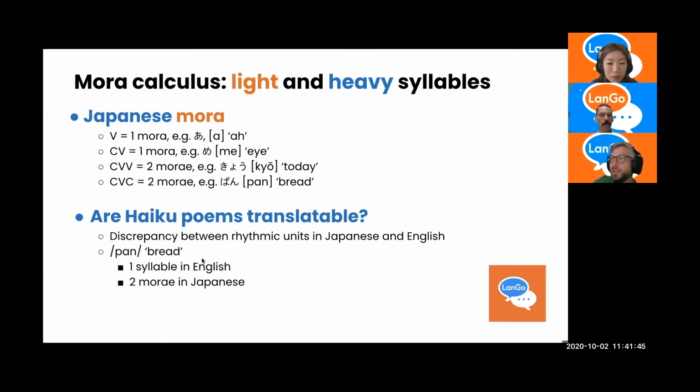So the question is, are haiku poems translatable? I guess you could say I could know the meanings of the words. But some of the beauty of the poem is lost in translation because you can't preserve the rhythmic units. And because of the pressure of the Japanese language, these rhythmic units are more important.